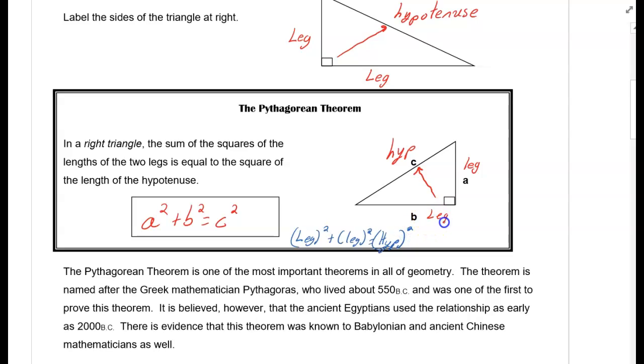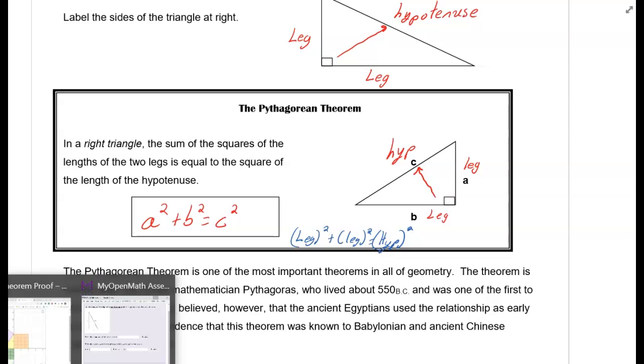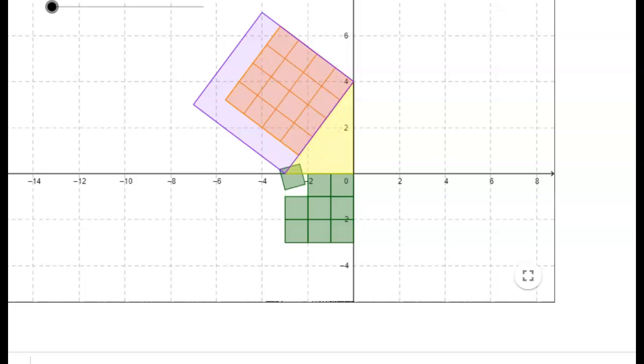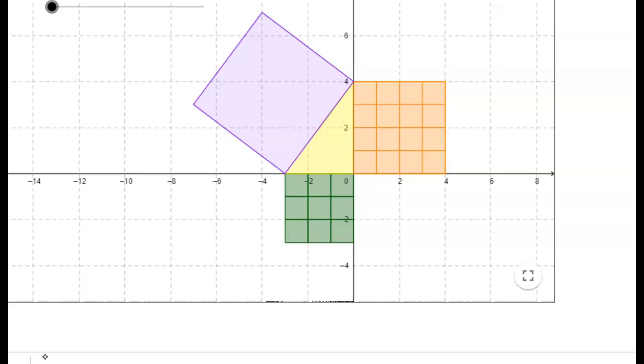And here's a quick visual proof of that information. So if you look at the right triangle here, the yellow right triangle, you see an orange square and a green square and a purple square. And I can slide the orange square into the purple, and then each of these little squares will fit perfectly into that purple square. So that's why leg squared plus leg squared is equal to the hypotenuse squared.